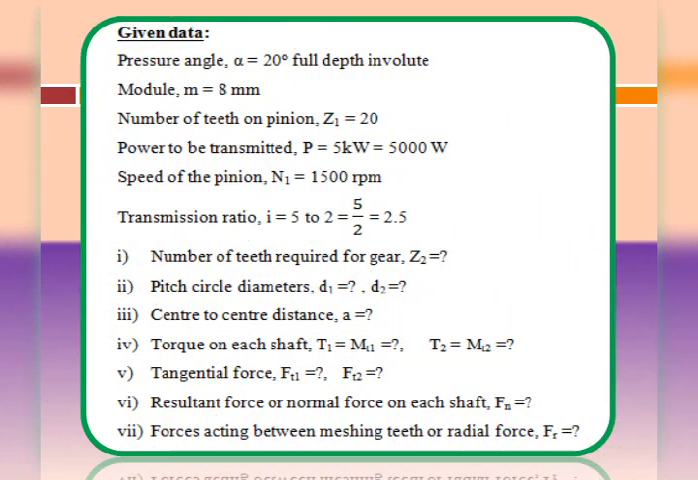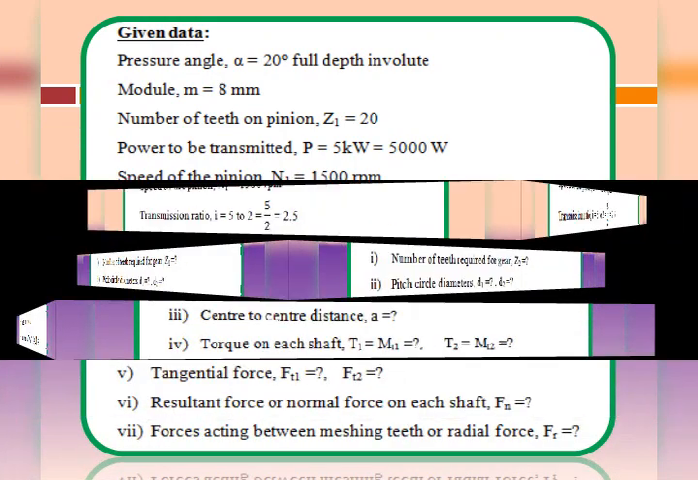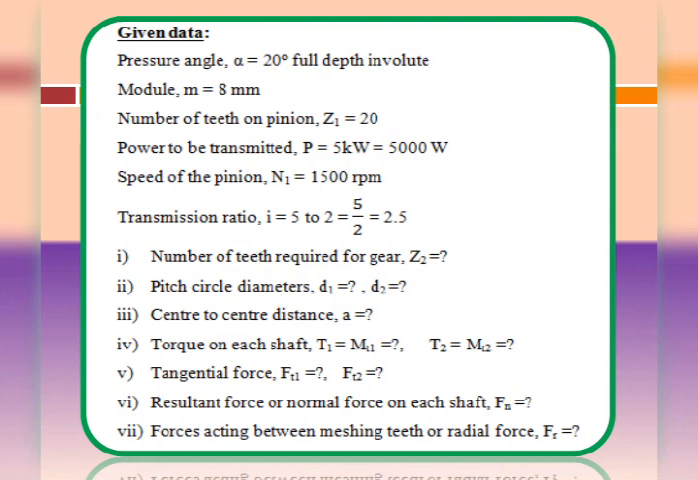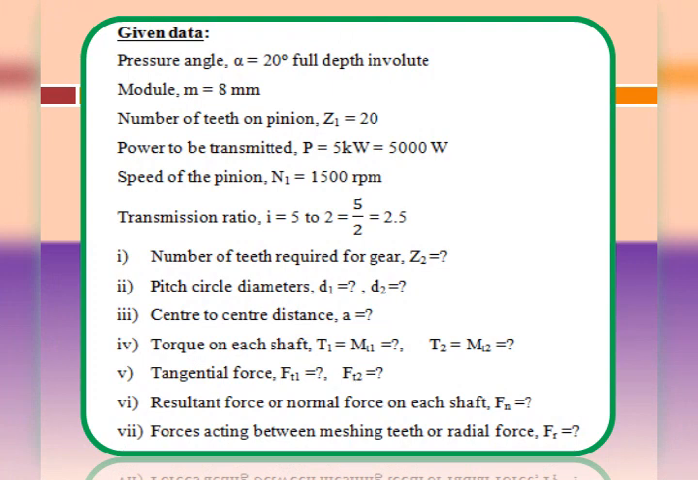Now we'll list out the given data of this particular problem. A pair of mating spur gears has 20-degree full depth involute, that is pressure angle alpha, that is equal to 20 degrees, full depth involute teeth of 8 mm module. So module m he has given is 8 mm.